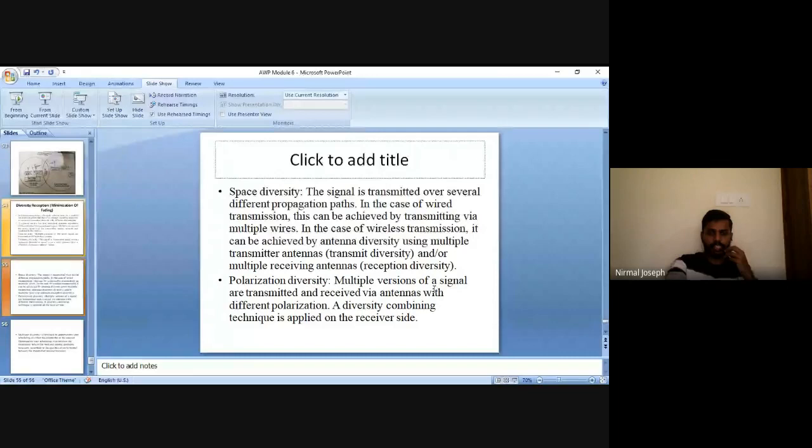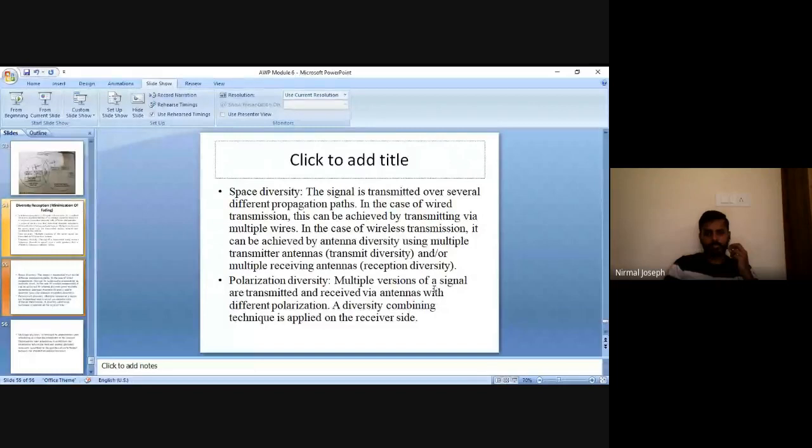Okay. Next is space diversity. The signal is transmitted over several different propagation paths. Space means path. In case of wire transmission, this can be achieved by transmitting over multiple wires. In case of wireless transmission, it can be achieved by antenna diversity, using multiple transmitter antennas and multiple receiving antennas. Space diversity is that only. We are transmitting over different paths. In wire transmission, we can use different wires. In wireless transmission, we can use different sets of receiving and transmitting antennas.